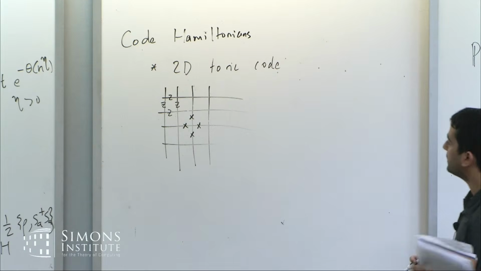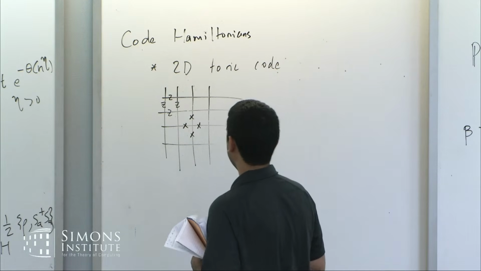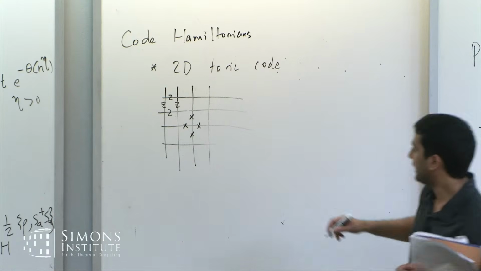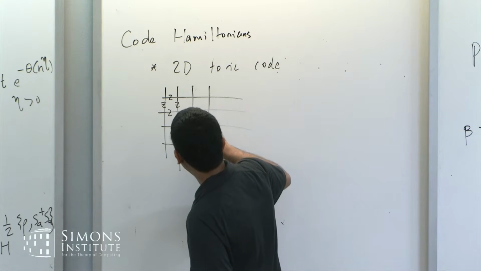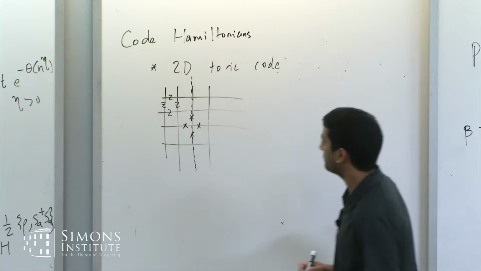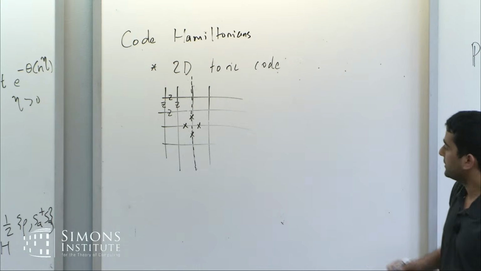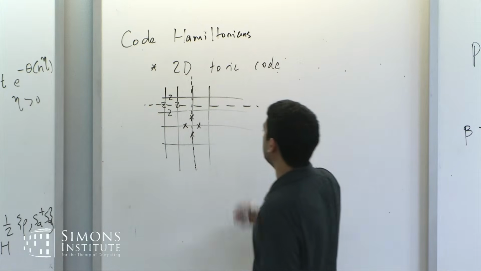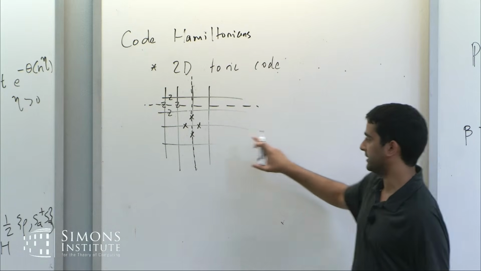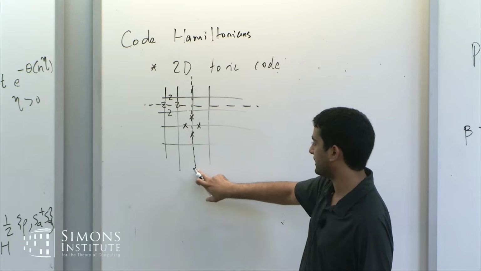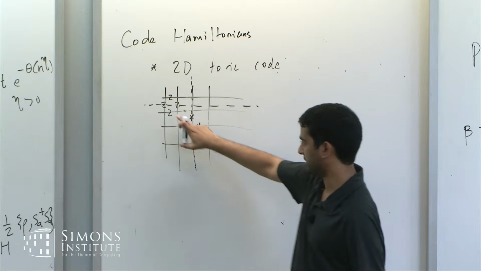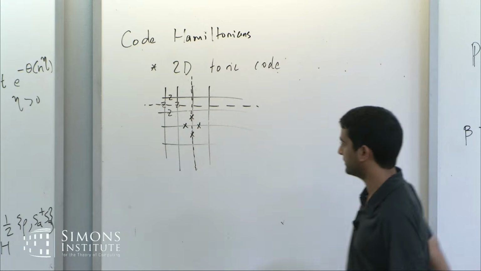And there are 2 kinds of logical operators. The first logical operator is a z-type logical operator, which goes across the system like this. And there's a dual x logical operator, which goes across a system like this. So when I say goes across a system, I mean it's a tensor product of all the z or x operators that touch these links. That goes across.